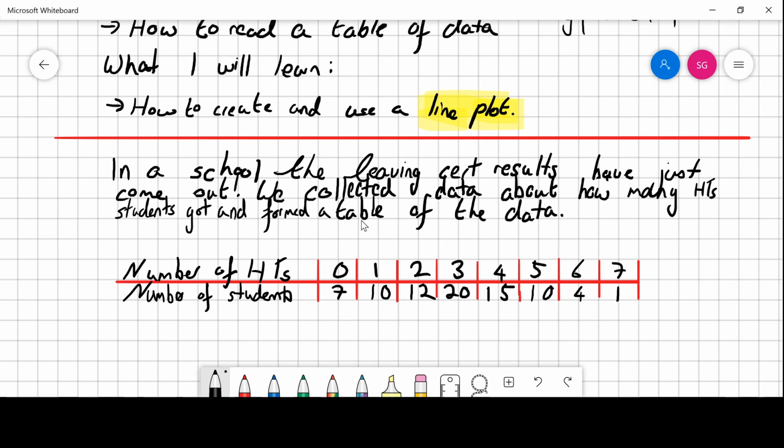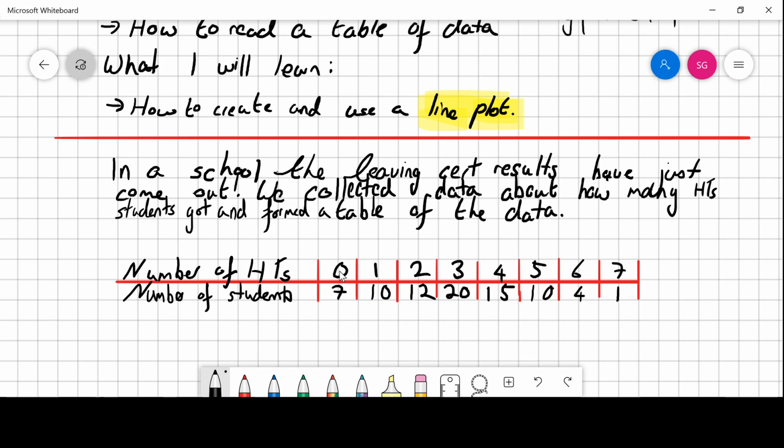In a school, the Leaving Cert results have just come out, so it's always a bit wild when that happens. What we did was we collected all the data about how many H1s, so that's the highest grade you can get in Leaving Cert subjects, students got, and formed a table of the data. Most people do about 7 to 8 subjects in Leaving Cert. So number of H1s: 0, 1, 2, 3, 4, 5, 6, or 7. And then number of students.